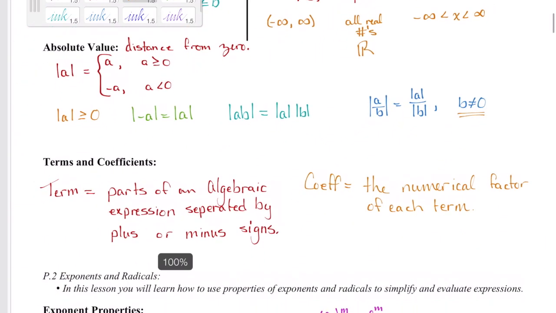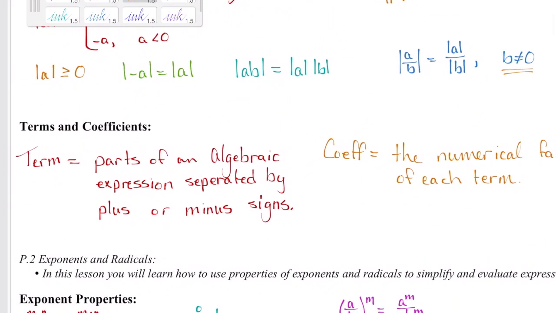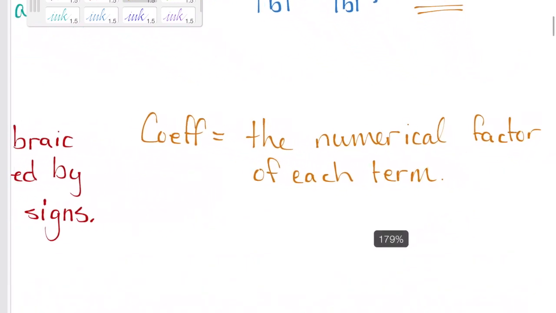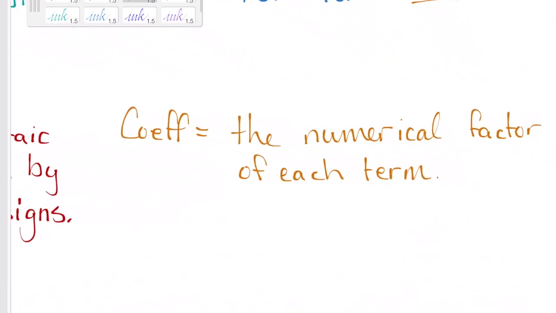When it comes to some of our vocab, my students should be doing a vocab list right now. So term is when we're talking about the parts of an algebraic expression. So 3 plus 4x. 3 and 4x are both terms. They're separated by the plus and minus signs. When it comes to coefficients, that's the number in front of each term.